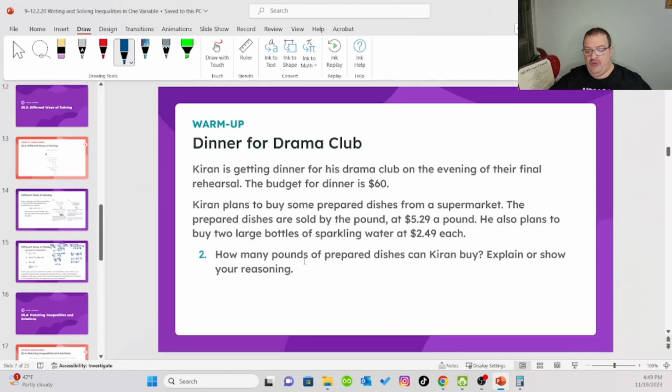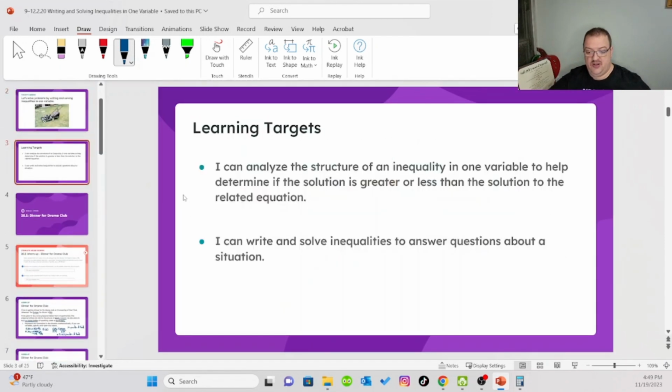So if you go back to today's learning targets, if you are comfortable analyzing the structure of an inequality in one variable to help determine if the solution is greater or less than the solution of the related equation, then you are ready for the next lesson. If you can write and solve inequalities to answer questions about a situation, then you are also ready for the next lesson. If you have questions about either of these, please reach out to me so that I can clarify these before our next test.